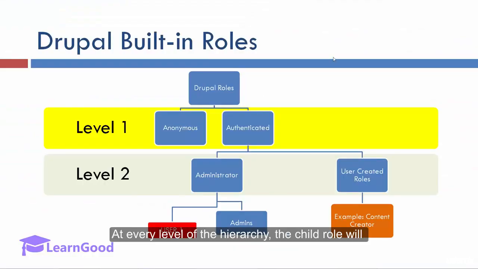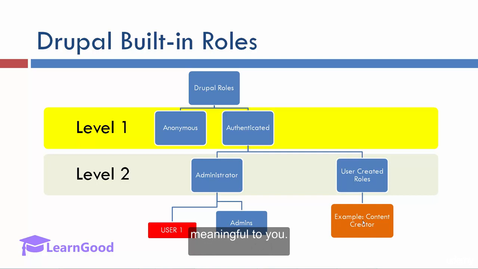At every level of the hierarchy, the child role will have all the privileges of the parent and perhaps more. So you can see that both the admin and the user created roles will already have all the permissions of the authenticated role, and then perhaps more permissions specific to this role. A common example of the user created role is the content creator, or also editor or approver. These are not roles that come out of the box, but you might create them for your own site if it is meaningful to you.